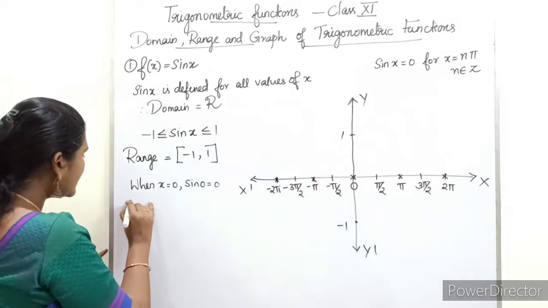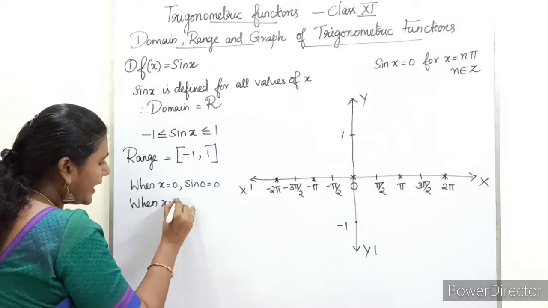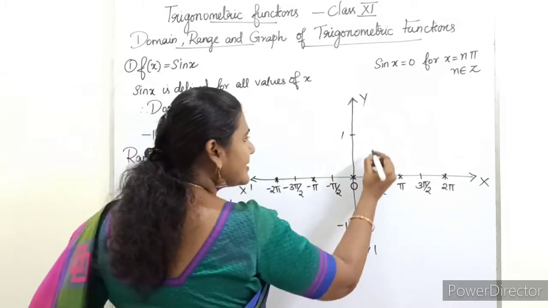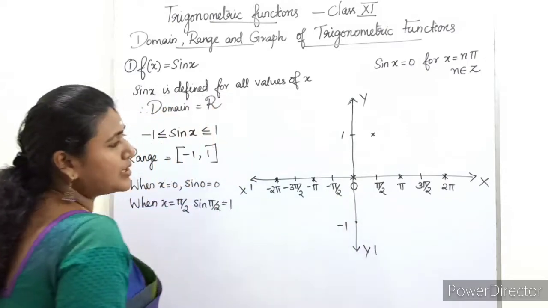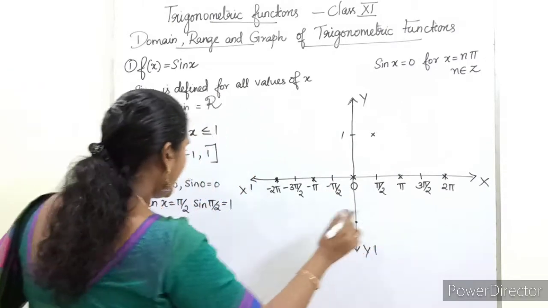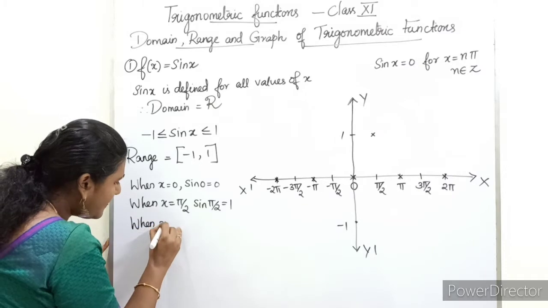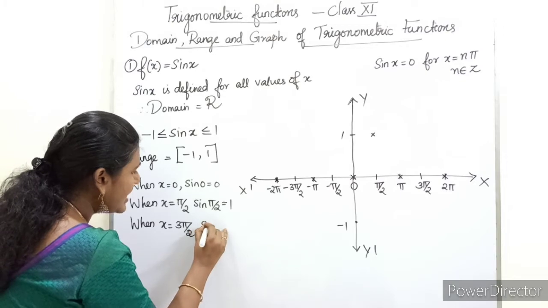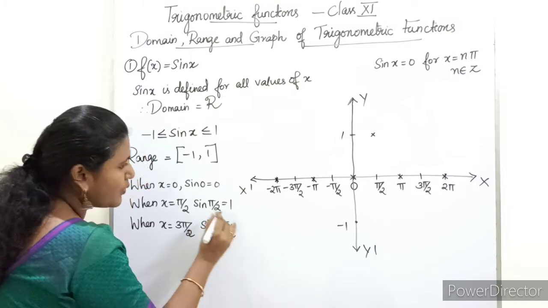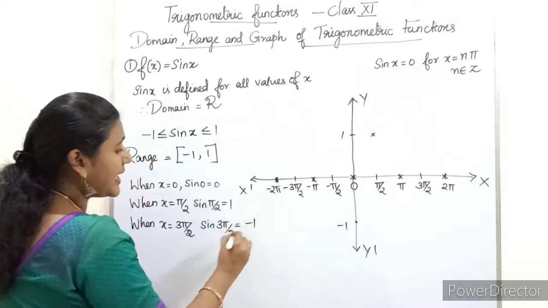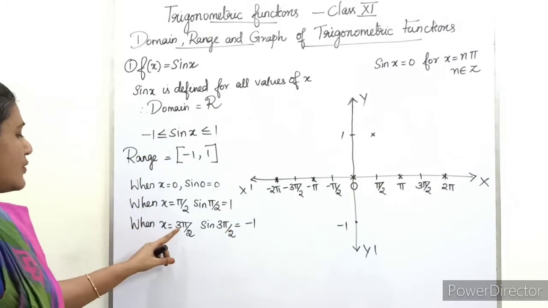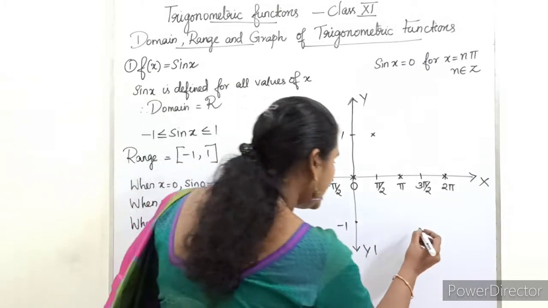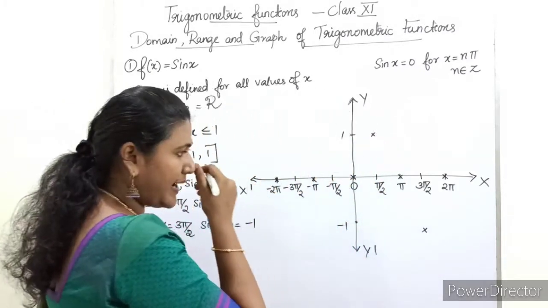Now the remaining points we will see. When x is equal to pi by 2, sin pi by 2 is equal to 1. So here the value of sin x is equal to 1. Now what about 3 pi by 2? When x is equal to 3 pi by 2, sin 3 pi by 2 is equal to minus 1. So here you will get minus 1. You have to mark minus 1.